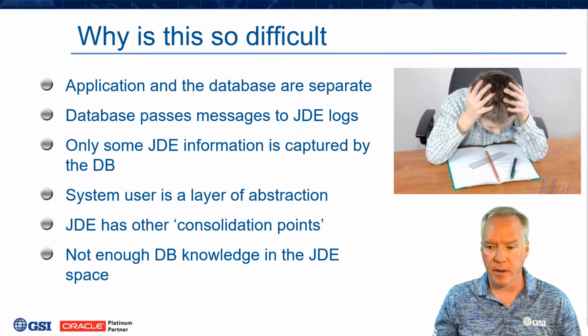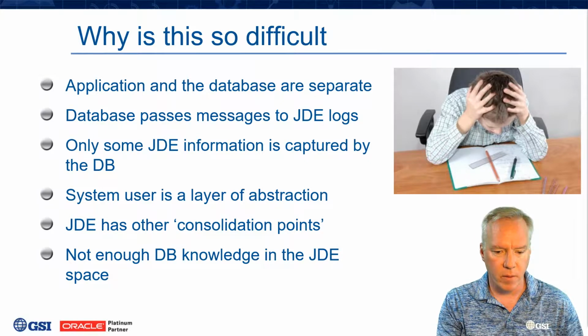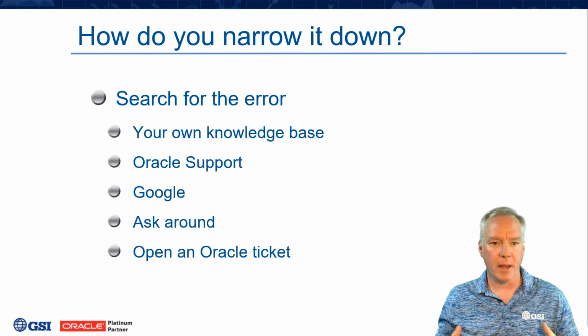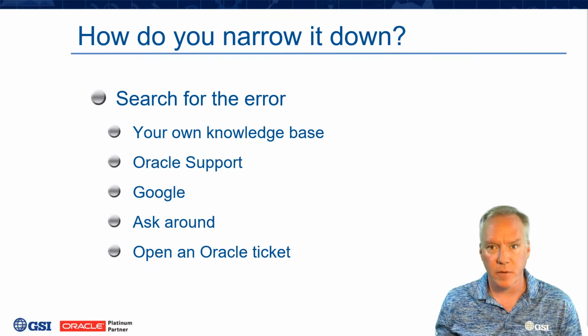And database errors could come up due to problems with how the JD Edwards application has been set up, or maybe even how the database has been set up. So how do you narrow all this stuff down? I hope I didn't confuse too many people with that, but you have to obviously search for the error.